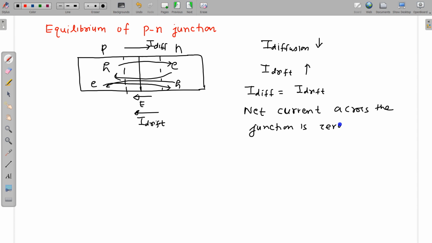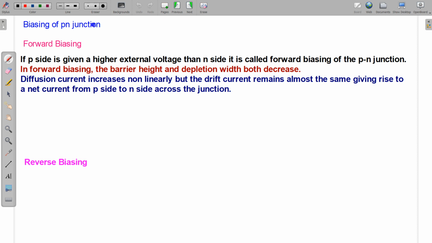So a p-n junction which is just lying on the table will not have any current. In the equilibrium, diffusion current and drift current are equal in magnitude, opposite in direction, so net current will be 0 here. Next topic, biasing of p-n junction.